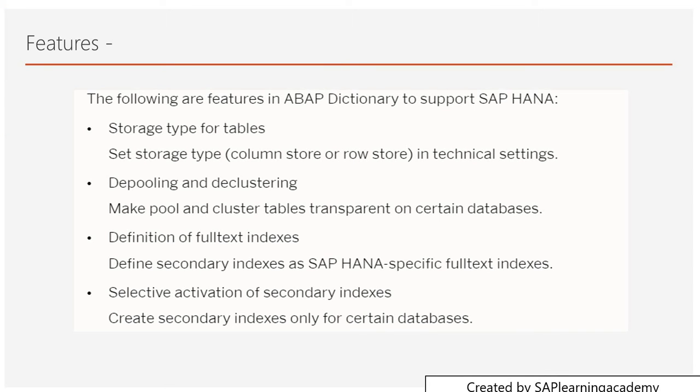So what are the new features? There are mainly four features that I will be talking about. First one is the storage type for tables, like set storage table, like column store or row store in technical setting. Then depooling and declustering, like make pool and cluster tables transparent on certain databases, and definition of full text, and last one is the selective activation of secondary indexes. So I will be explaining each of the topics in the next coming slides.